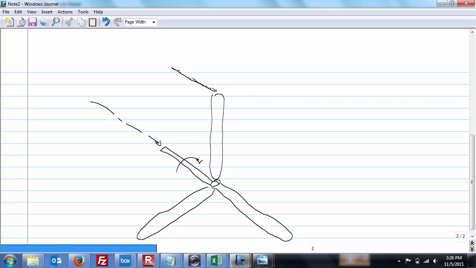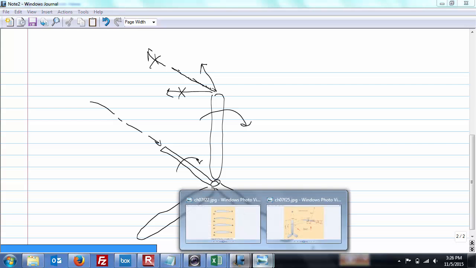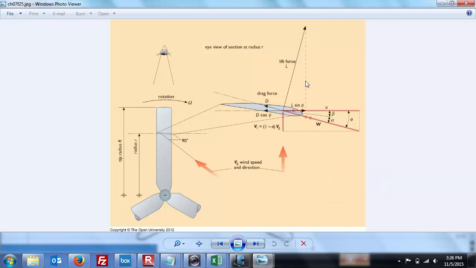The force vector, it could either point this direction a little bit, or this direction a little bit, or this direction. If it's pointing this direction or this direction, it isn't going to spin. It's got to be pointing a little bit in the direction that it's actually moving. And so if we go back here, we can see that it is. It's pointing a little bit to the right. And that's what sort of drives the blade into the wind, if you will.